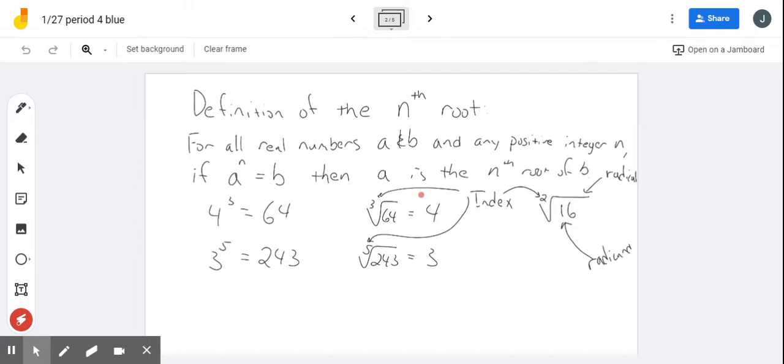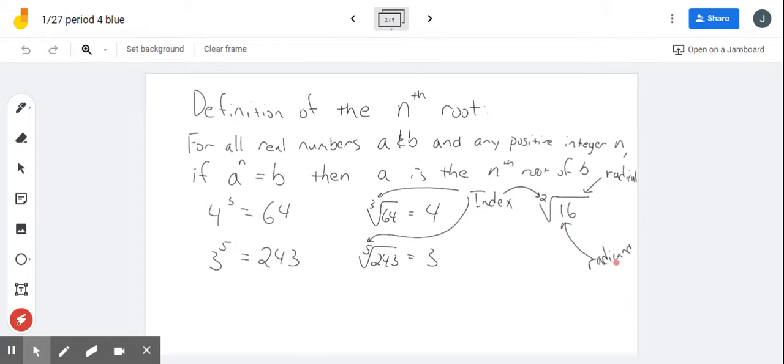Okay, now I just wanted to write over here, if I have a square root symbol and nothing is indicated there, it's assumed that we're taking a square root. This symbol right here is referred to as a radical, so this is a square root radical. But over here, this is a cube root radical, and that's a fifth root radical.